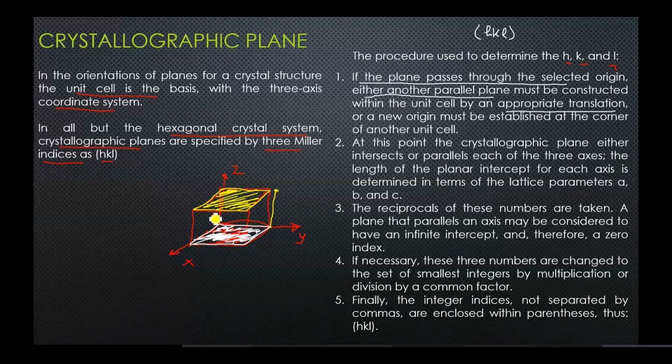Another way is I can change the origin also. I can move the origin. Instead of having the origin at this point, I can have the origin at this point also. But either one of them, so that the plane does not pass through the origin. Once you have made sure that the plane is not passing through the origin, the second thing that you have to do is that the crystallographic plane either intersects or is parallel to each of the three axes.